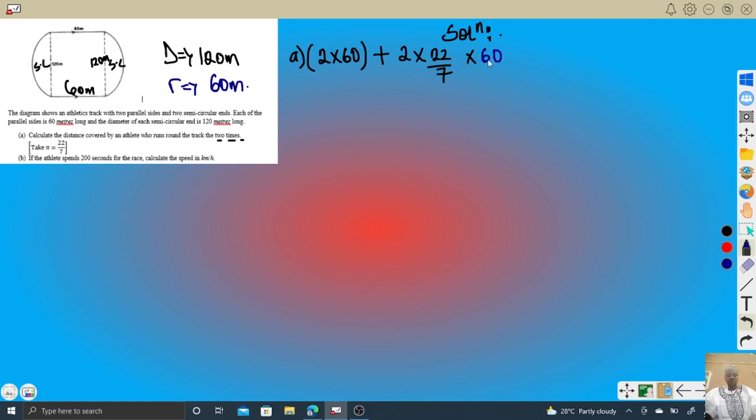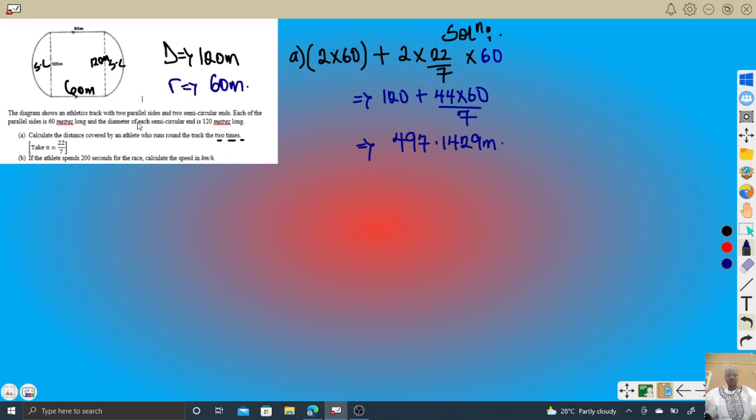So here will be the distance, and on the calculator it will be 120 plus 44 times 60 over 7. So calculator is allowed in WAEC, and that is why I'm using it. With UTME, you can't see me using a calculator. So pressing the calculator here will give us 497.1429 meters. That is the total distance covered.